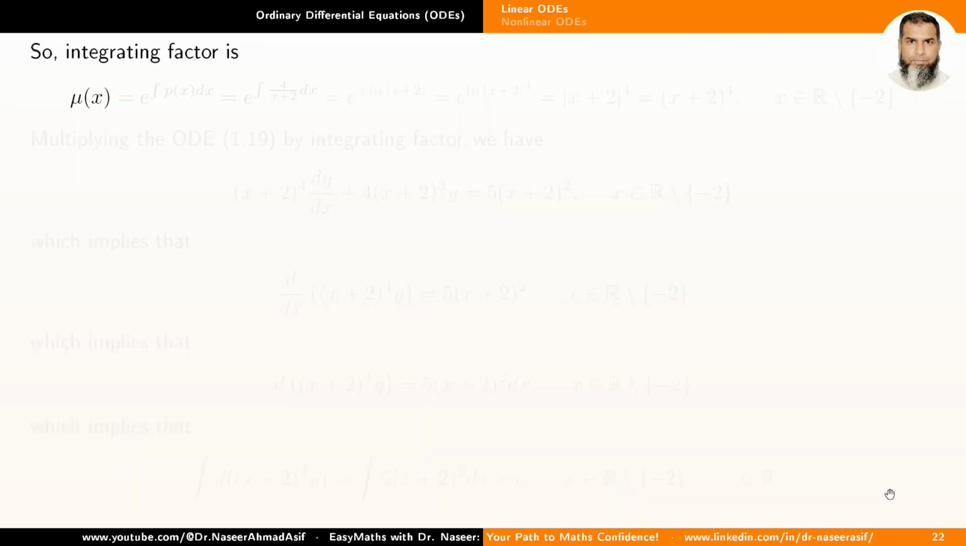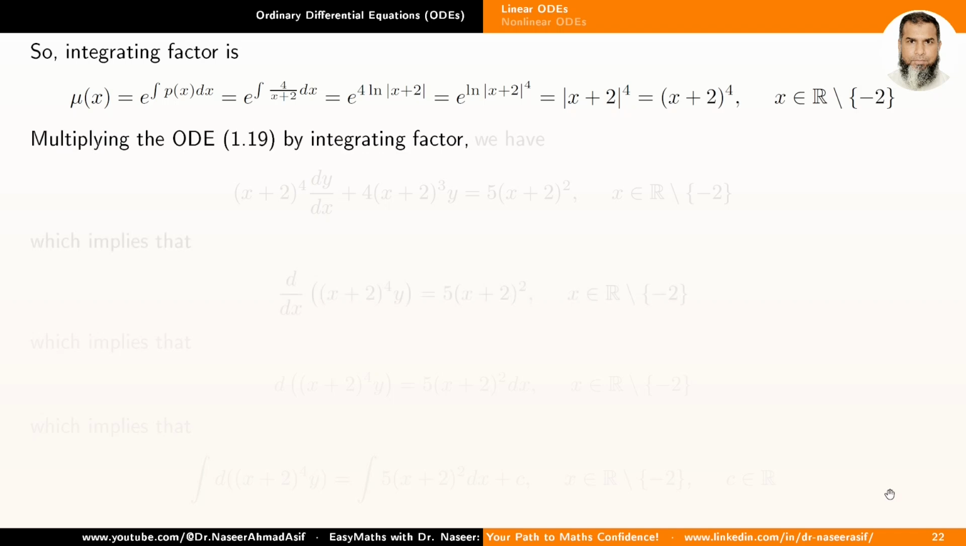So the integrating factor is mu(x) is equal to exponential of integral of p(x) dx, which is equal to exponential of integral of 4 over (x+2) dx, which is equal to exponential of 4 log of absolute (x+2), which is equal to exponential of log of absolute (x+2) exponent 4, which is equal to absolute (x+2) exponent 4. So mu(x) is equal to (x+2) exponent 4, where x belongs to R other than -2.